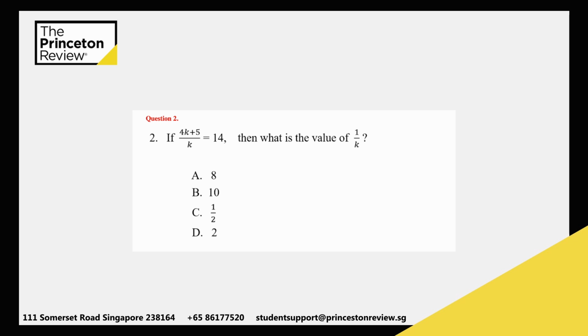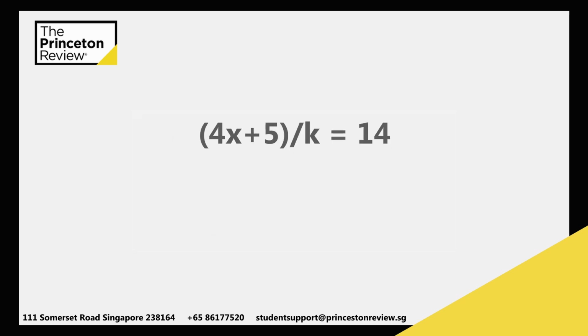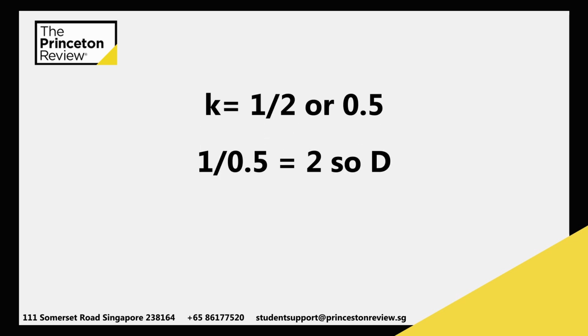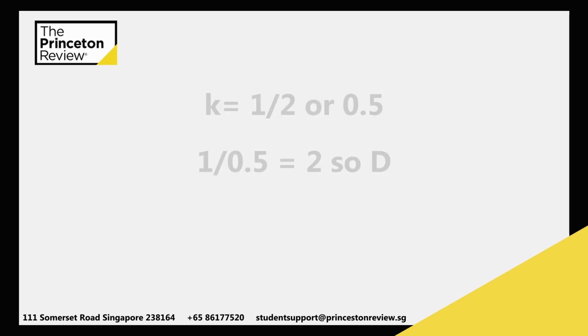What we recommend when seeing denominators in questions like this is to get rid of them. So simply multiply both sides by the denominator and solve for k, leaving you with k equals 1/2. However, you're not done yet. The question asks you to find what is 1 over k, not k, so don't pick C or else you just miss out on a free question on the SAT. The final answer is D, since 1 divided by 1/2 is 2.